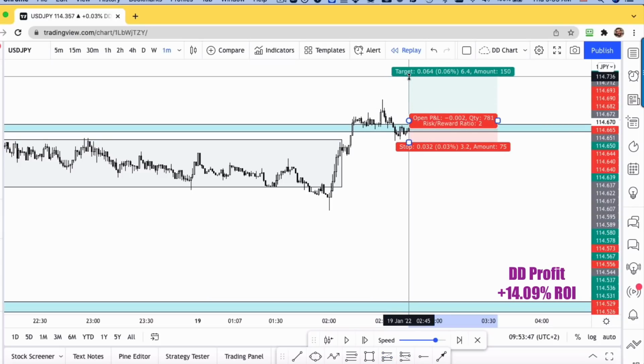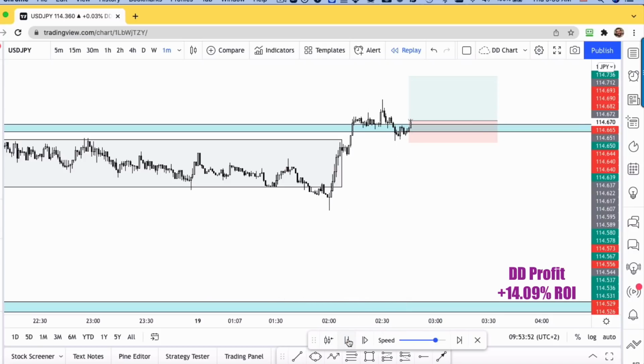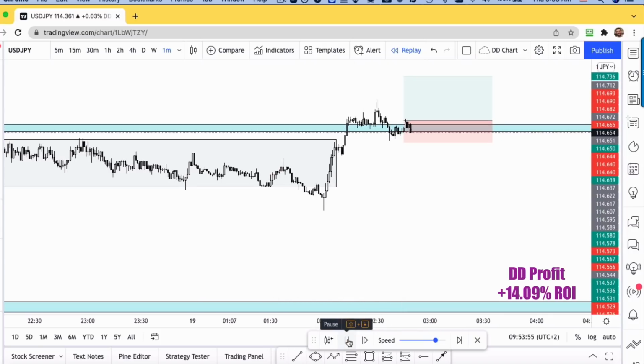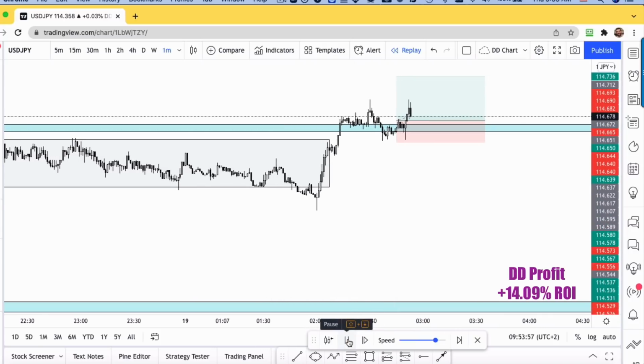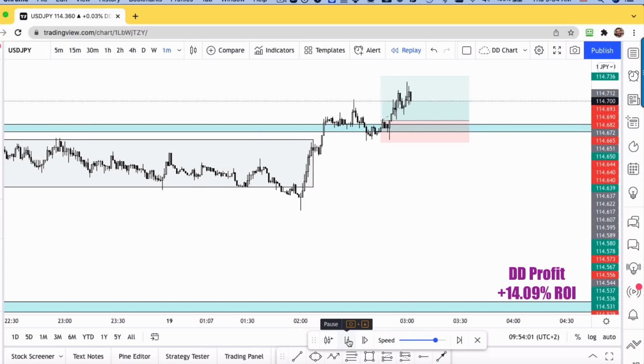It's definitely going for 2-to-1 over here. 6.4 pips. Let's go. Ooh, came very close to knocking me out. But now we have some momentum.